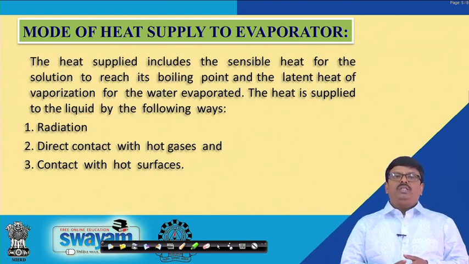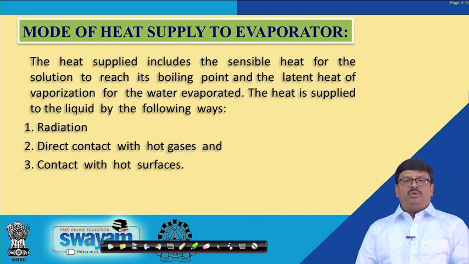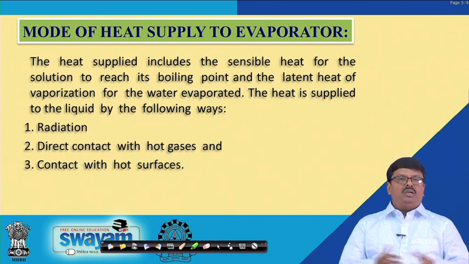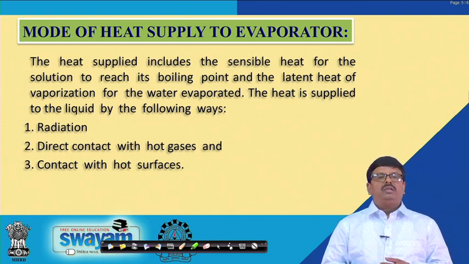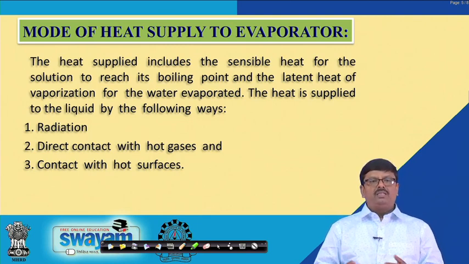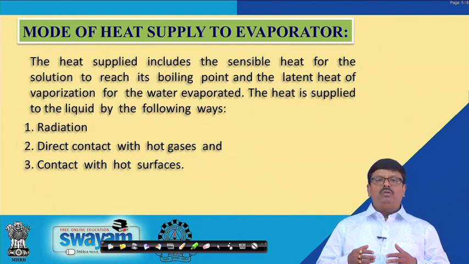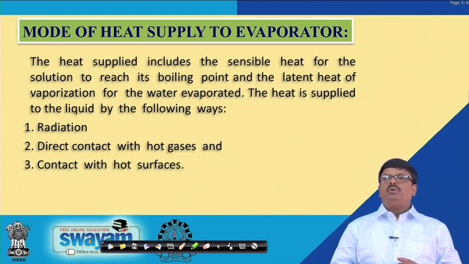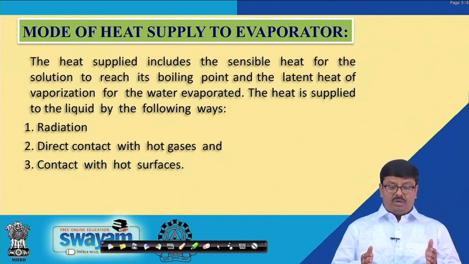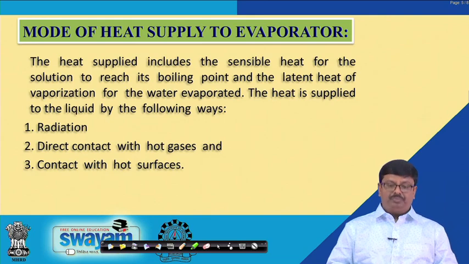Now, this heat is supplied to the liquid in the following three different ways. One is by radiation, the second is direct contact with hot gases, and the third is contact with hot surfaces. So, these are the different ways by which the thermal energy can be supplied to the evaporation chamber for the evaporation of a dilute liquor.